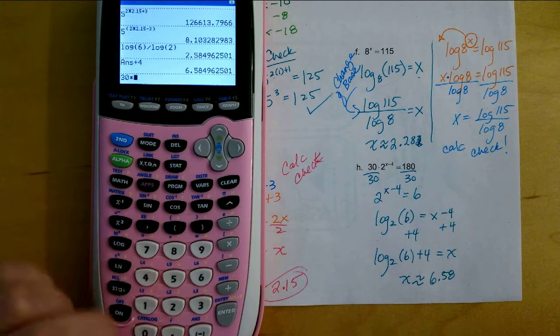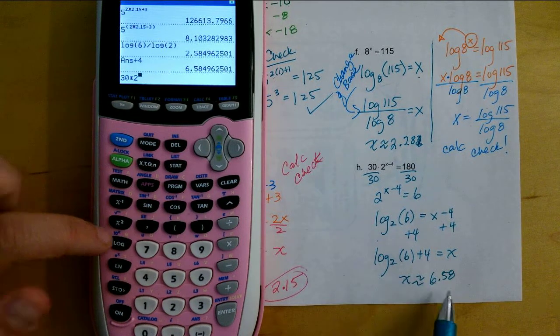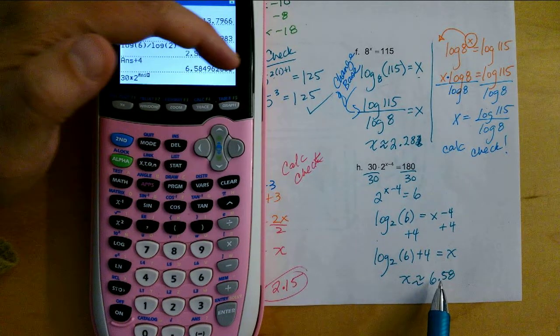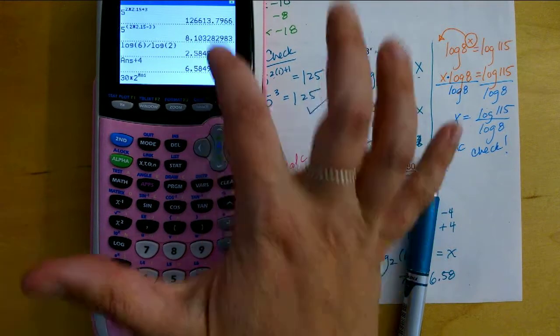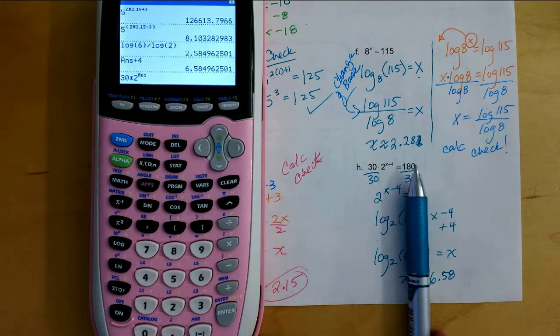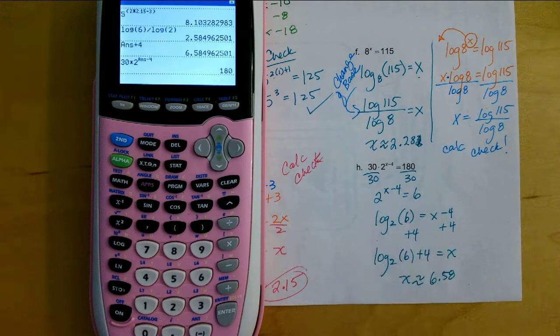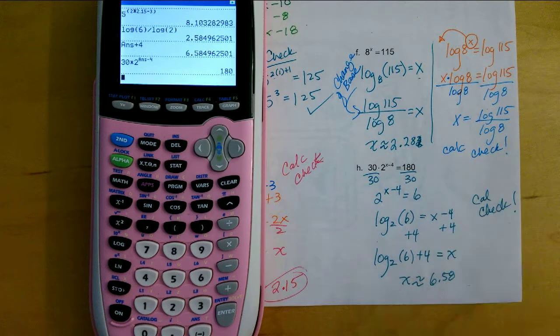I'll just go back to the beginning and plug that in. 30 times 2 to the power of this answer, which is the whole entire answer from above. Actually, even on newer calculators, you can sometimes scroll up to grab that answer too. Minus 4, all in the exponent. And that's equal to 180. So I did a calculator check. Yes.